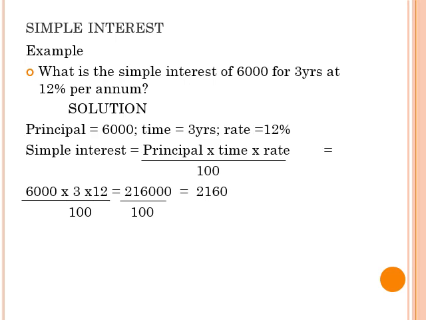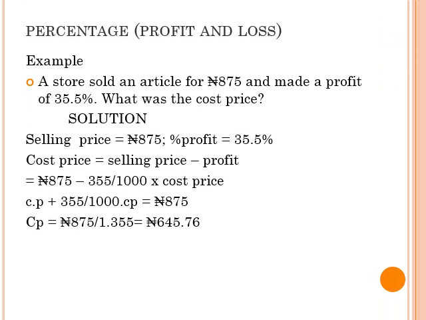Okay, good. We'll move on to the next topic, which is percentage profit and loss. The example of the question here says: a store sold an article for 875 naira and made a profit of 35.5%. What was the cost price?